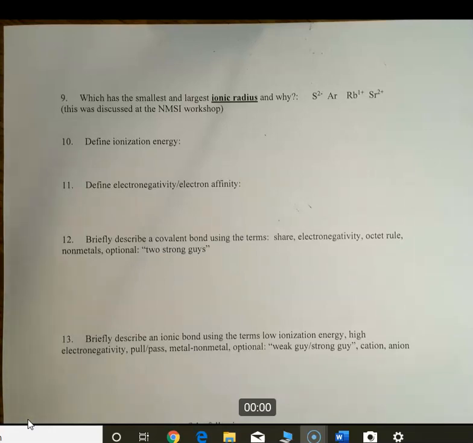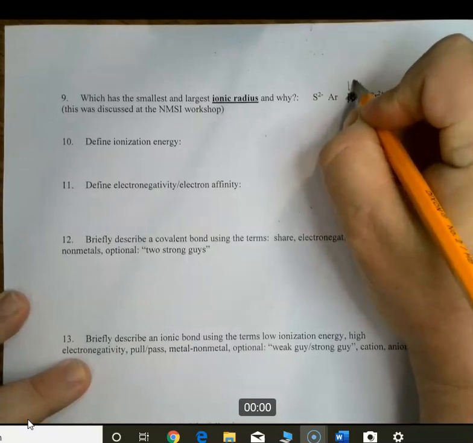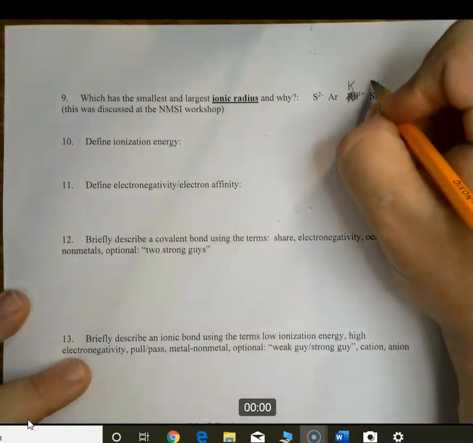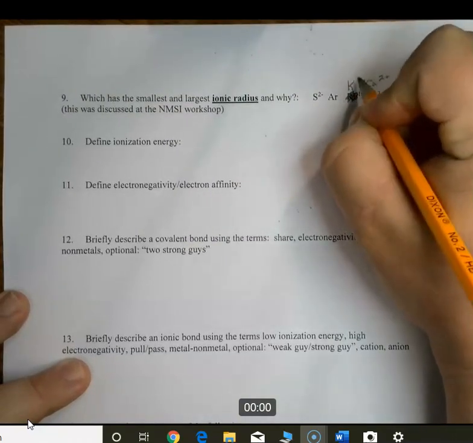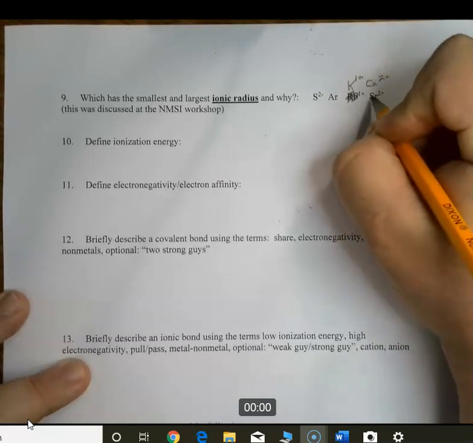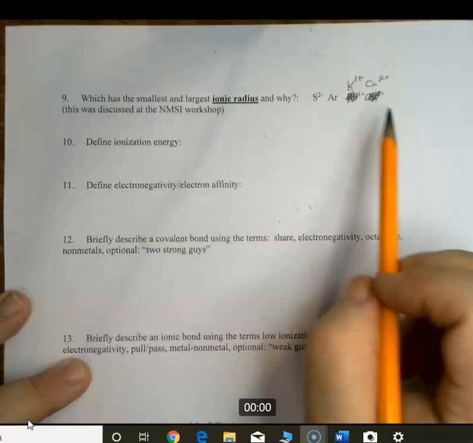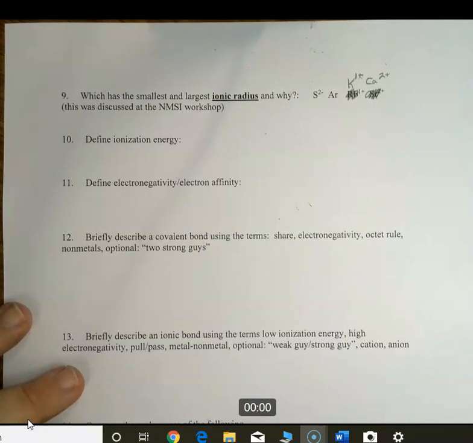well, I kind of botched this problem. I'm going to make a change on this. What I meant to do was this. I meant to make this potassium 1 plus, and I meant to make this calcium 1 plus, or excuse me, 2 plus. Why I'm doing that, you'll see in just a second. Okay, so this should be potassium 1 plus, calcium 2 plus.